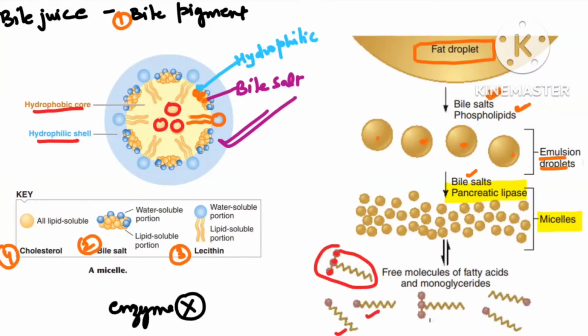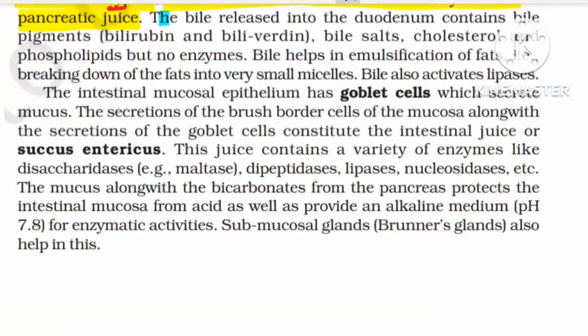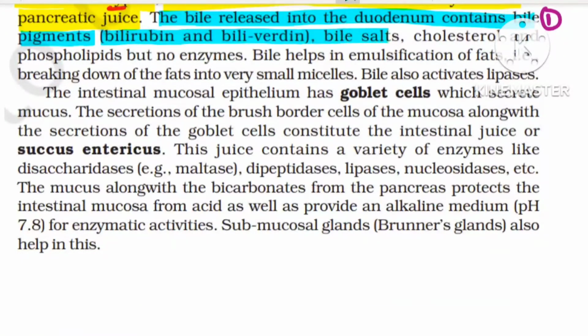Now let us see the NCERT. So see, beta, bile which is released into the duodenum contains what? Bile pigment. Which bile pigment? Number one, we are focusing on bile pigment. Bile pigment like bilirubin and biliverdin. Then it contains bile salt. This is number two. Then it contains cholesterol. Please focus, that is important question, cholesterol. And it contains phospholipid. So bile juice contains these four components. Clear, beta? Important point, please highlight, I'm highlighting it.